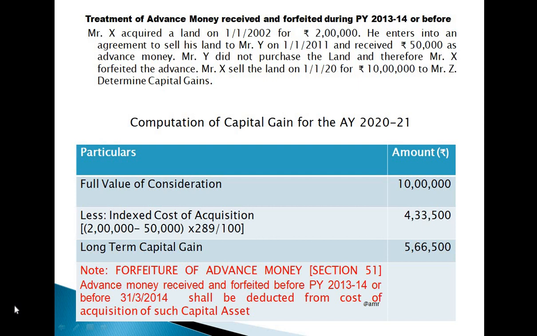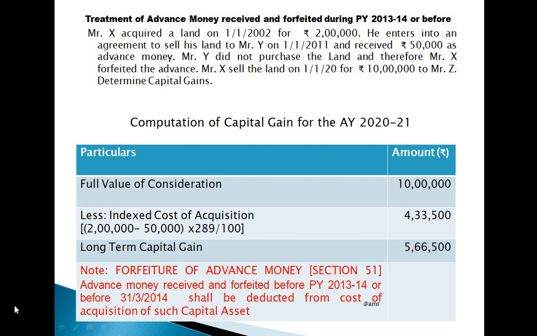First of all, we have to look at the full value of consideration. This will be the sales value. So the sales value is rupees 10 lakhs, for which Mr. X has sold the land on 1/1/2020 to Mr. Z. So the full value of consideration is rupees 10 lakhs. Since it is a long-term capital asset, indexation has to be done.